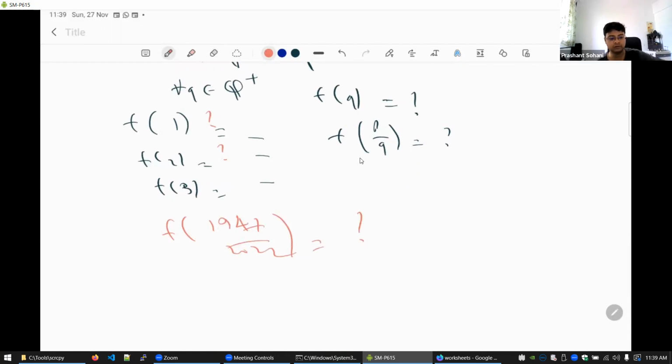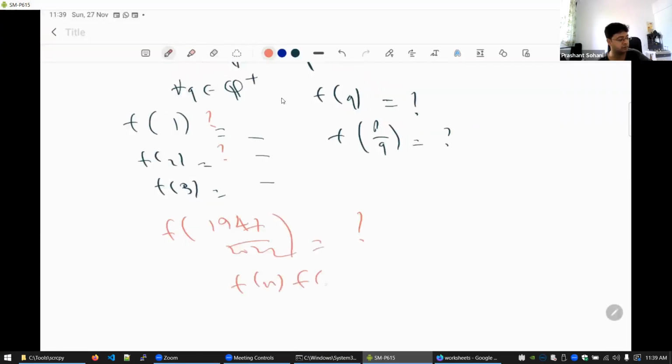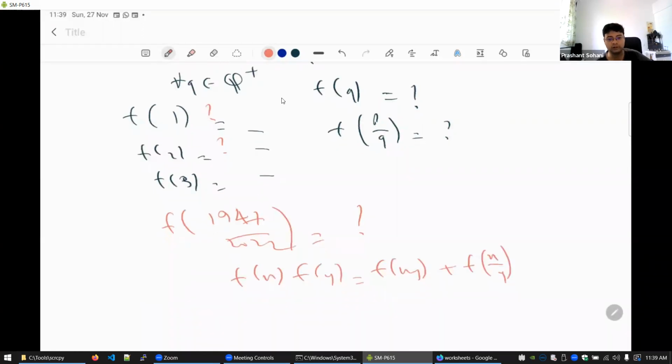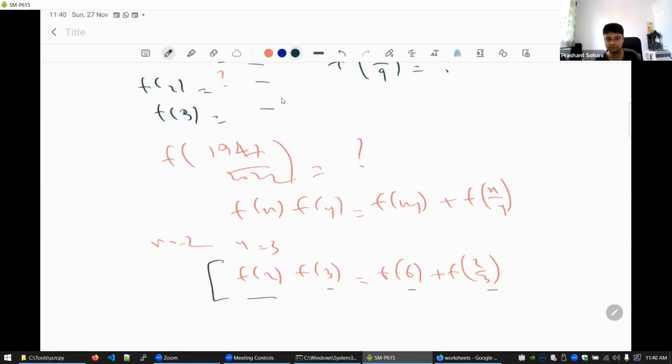But this is where the information given is going to help us. For example, what is the first condition given? f(x) f(y) equals f(xy) plus f(x/y). Taking some sensible numbers, like x equals 2 and y equals 3, f(2) f(3) is equal to f(6) plus f(2/3). So we can choose all of these independently as long as this equation is satisfied.